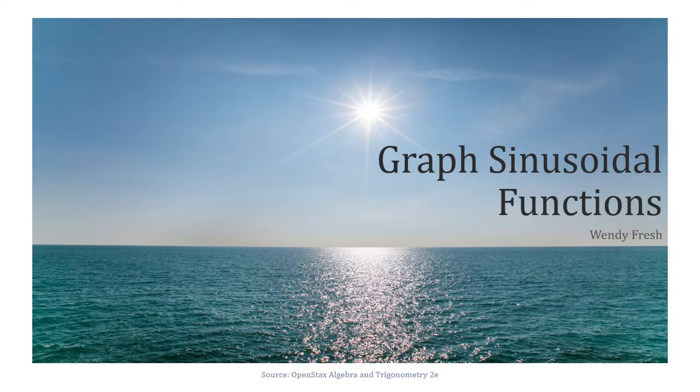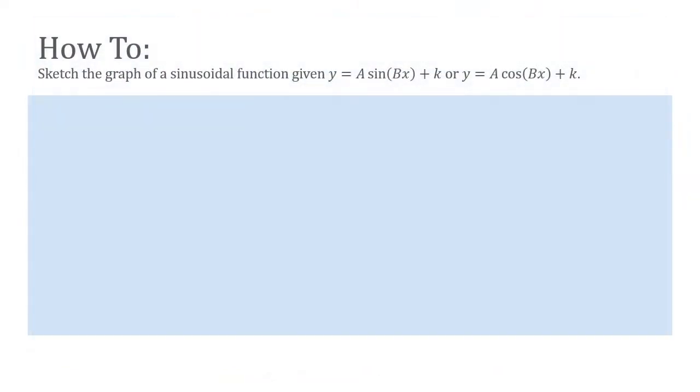In this section, we will look at graphing sinusoidal functions. So now that we know how to identify different parts of a sinusoidal function, we can use that information to produce the graphs of the functions. Since we haven't talked about the variable h yet, these steps are only for graphing sinusoidal functions of the form y equals a times the sine or cosine of the quantity b times x plus k.